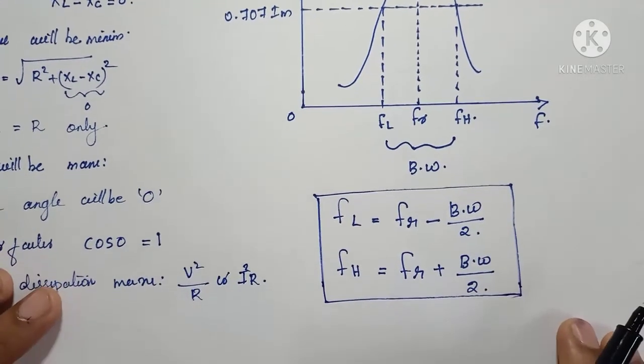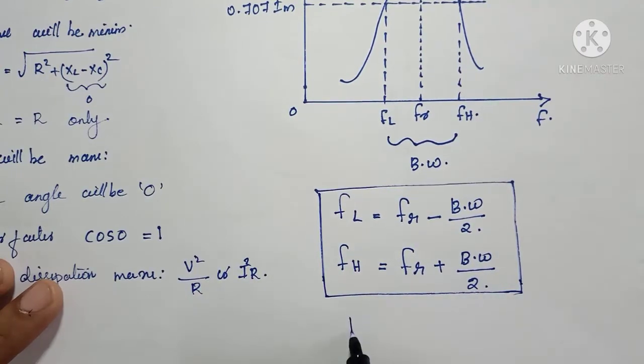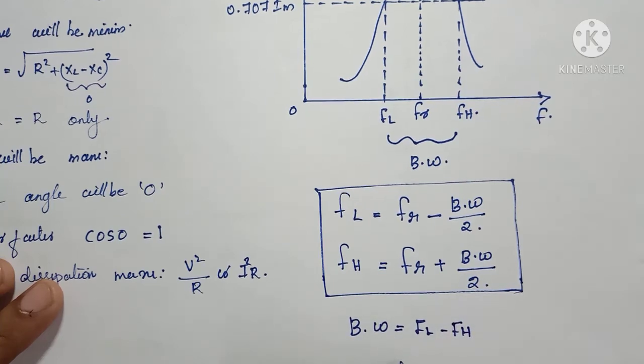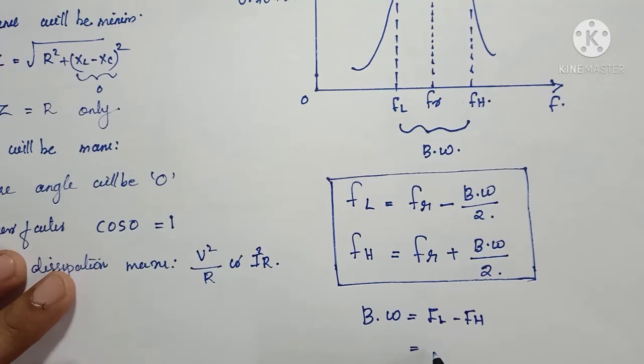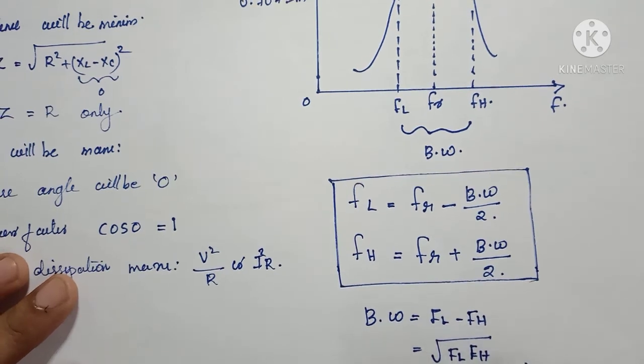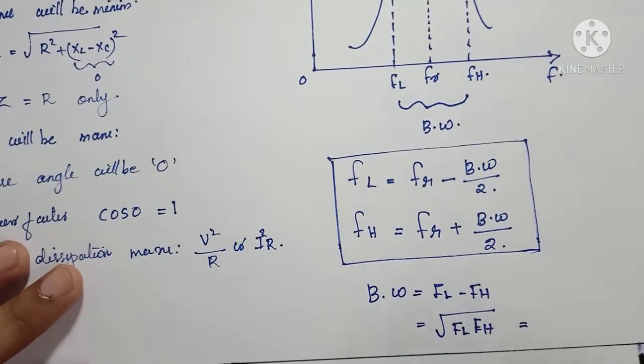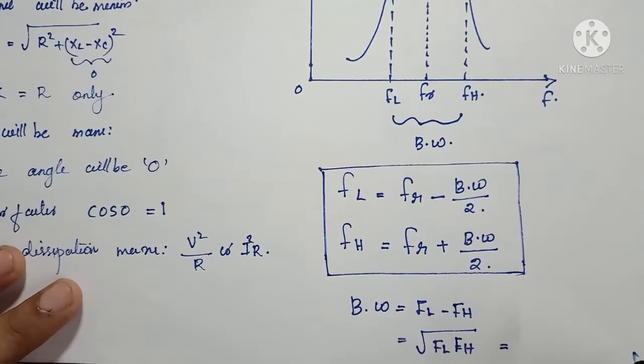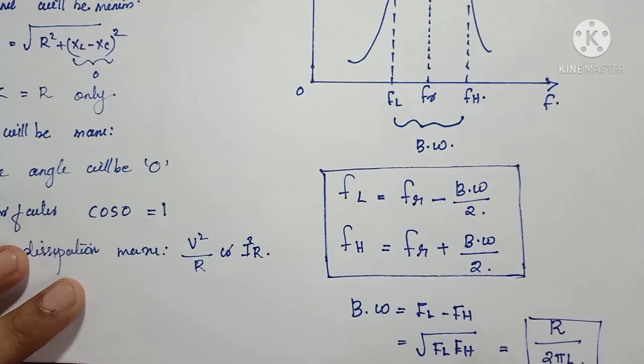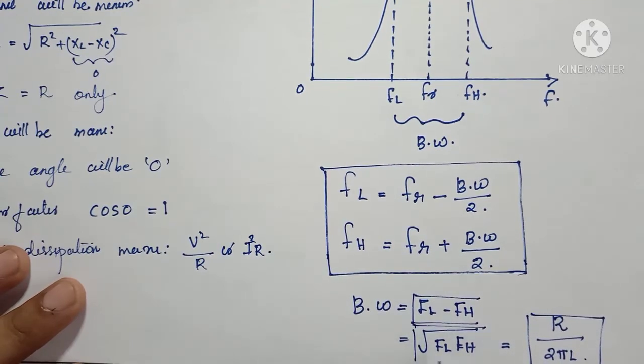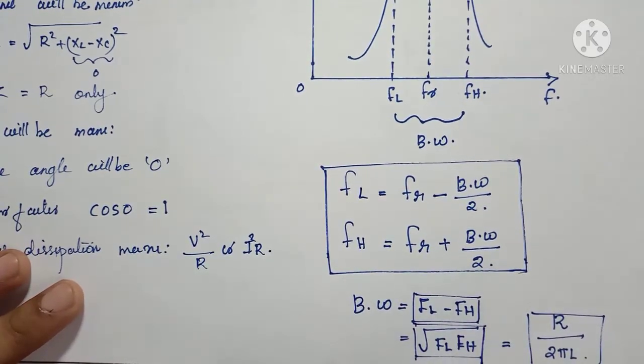Based on the upper cutoff frequency and lower cutoff frequency, we can write that bandwidth will be equal to the difference between FH and FL, or otherwise we can say that it is equal to the root of FL and FH, or we can write one more equation to find out the bandwidth, that is R divided by 2 pi L. These three equations can be remembered for solving problems in exams.